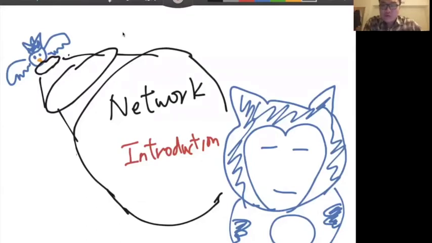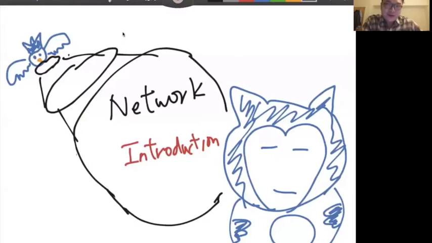Without network, we probably cannot play games. For example, I play Splatoon, and without network, Splatoon is not so interesting to me. So I enjoy playing Splatoon with my friends by using the network. And without network, you cannot watch these videos. So the network is so important in current life, right?